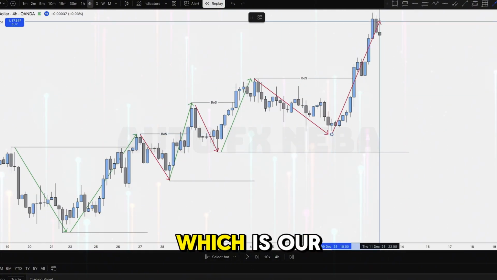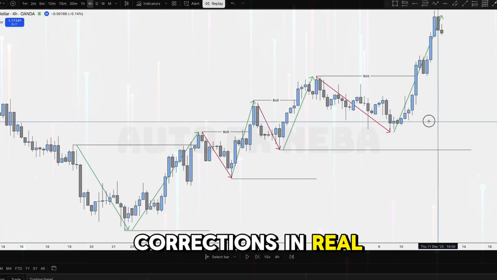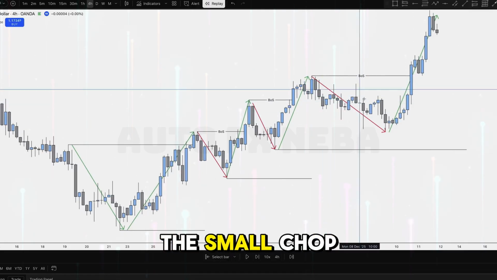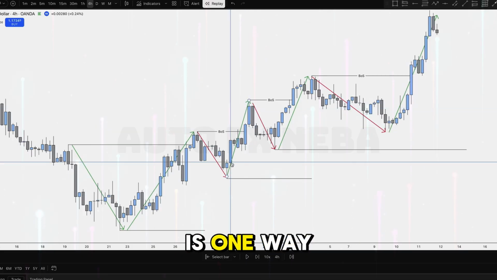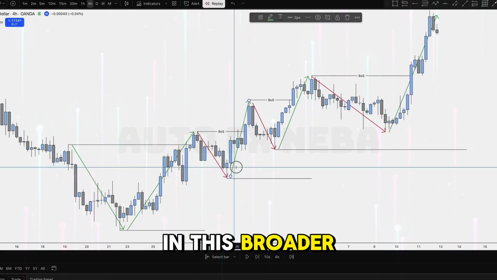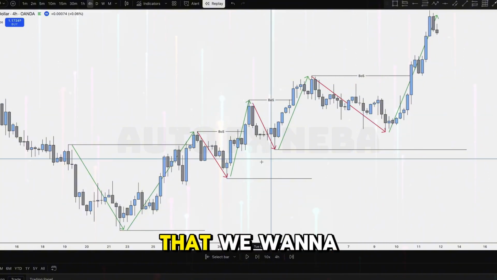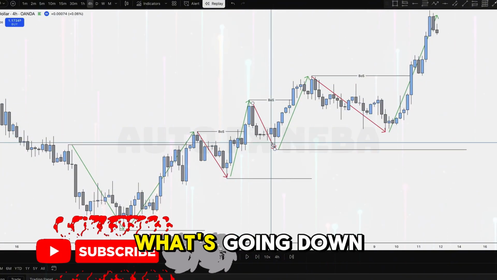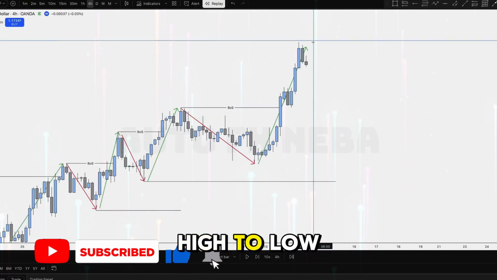Like this, which is our next impulsive move. So that is how you mark these impulses and corrections in real time. Don't worry about the small chop, focus on the larger broad moves in the form of kind of waves, is one way I see it. You want to view structure in this broader perspective, high to low focus, not the little chop. Don't worry about that. We want to see the overall flow, what's going on, and that will determine our decision making. That then leaves us with this high to low piece of structure.